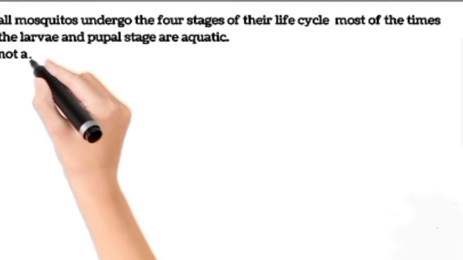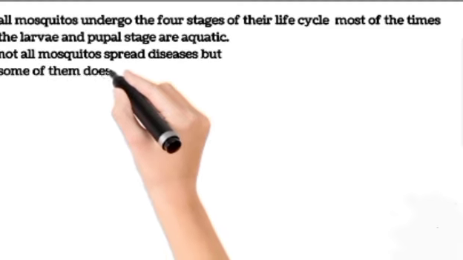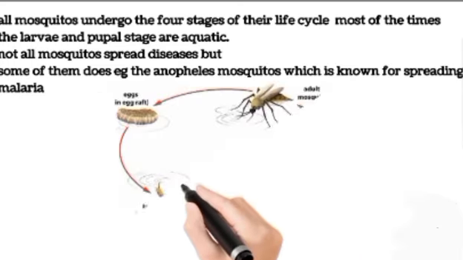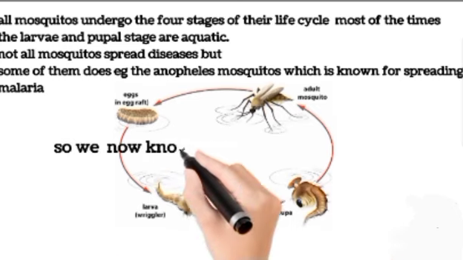Mostly the larva and pupal stages are aquatic. Not all mosquitoes spread diseases, but some of them do. An example is the Anopheles mosquito, which is known for spreading malaria.